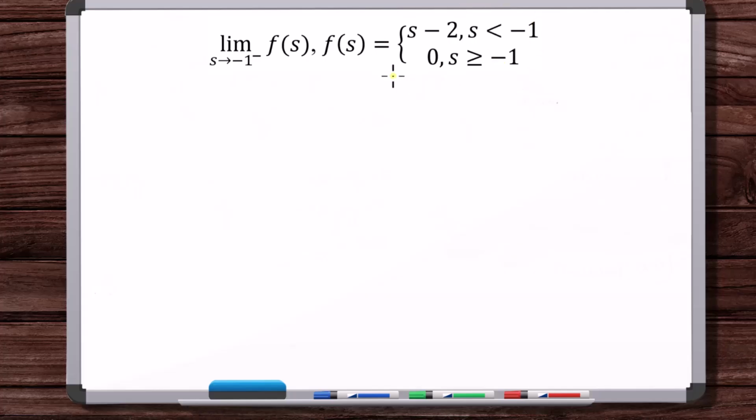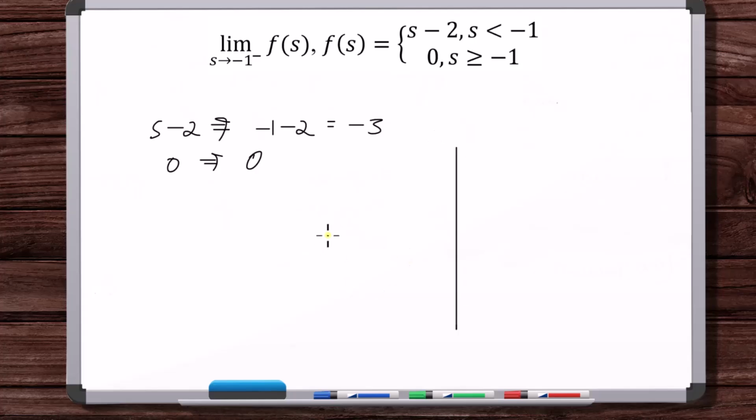Is the function continuous? Is it a jump discontinuity, a removable discontinuity? So we need to analyze what the function is doing at minus 1. So let's plug in minus 1 into s minus 2. So s minus 2 at minus 1, you've got minus 1 minus 2 is equal to minus 3. And then at minus 1, the other piece is equal to 0. So, okay, what we have is a jump discontinuity.